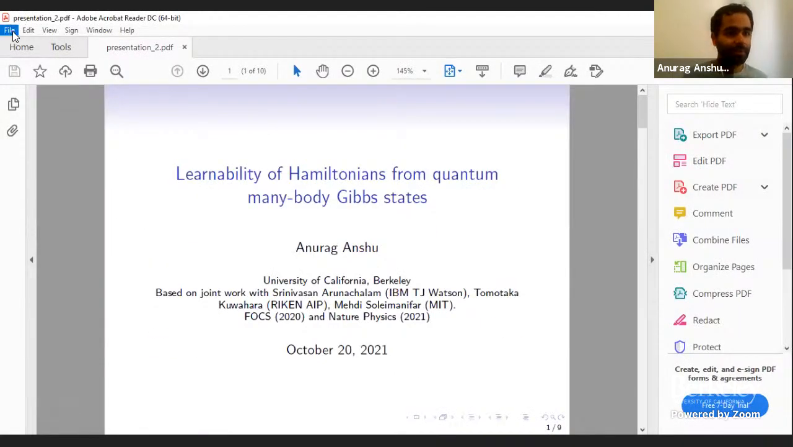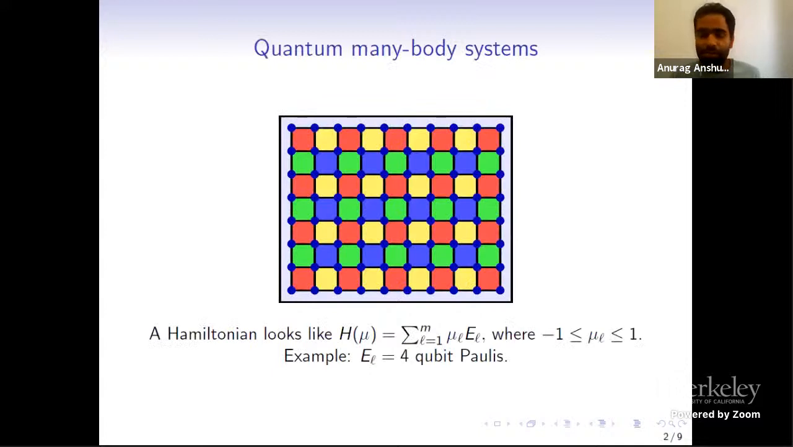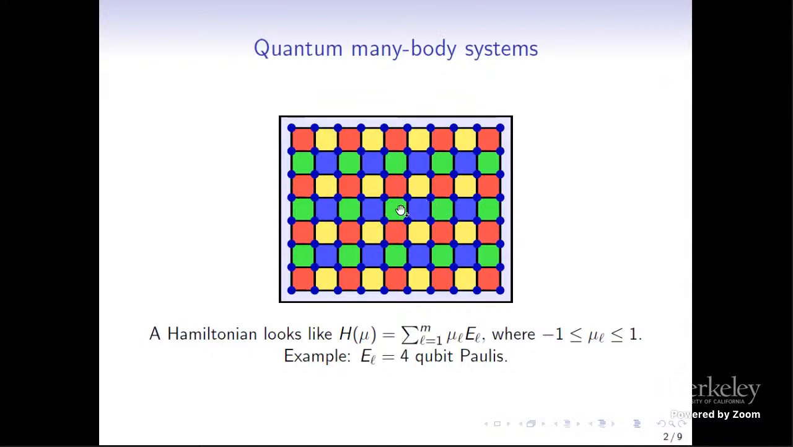There we go. Okay, so this talk will be about learnability of Hamiltonians from quantum many-body Gibbs states. This is a joint work with Srinivasan, Tomataka, and Mehdi, which came last year. So the central object of our discussion in this talk will be quantum many-body systems, which are a collection of particles, let's say a collection of qubits and so on, which interact locally.